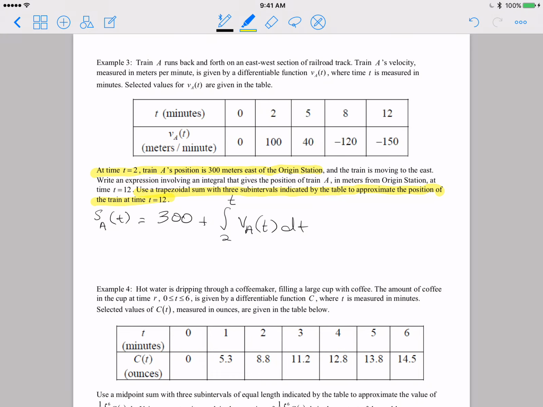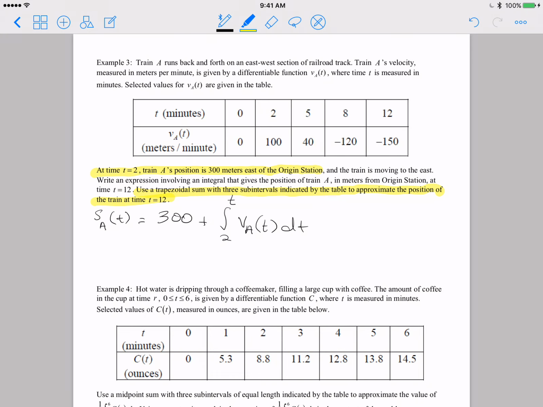So use a trapezoidal sum to determine the position at time 12. S sub A of 12. What I'm going to do is just plug in 12 for t into my formula here. So this is going to be the integral from 2 to 12 of v sub A of t dt. And what they want us to do is to use a trapezoidal sum in order to determine the approximation for this integral right here.